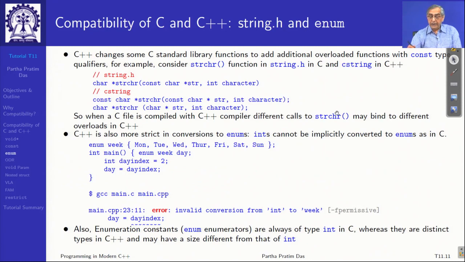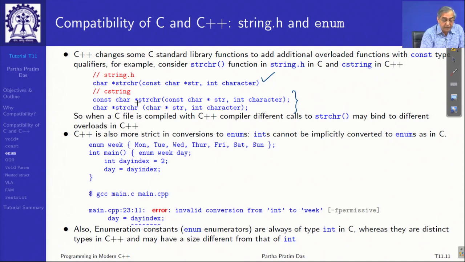Okay. Now, let us look at the compatibility of string.h and enum. string.h is a header, as you know, in the C standard library. We said that the corresponding standard library component for string.h is cstring, with a c in the beginning. But if you actually open the cstring header file, you will find that for almost all string functions it has an extra overload, so there are 2.